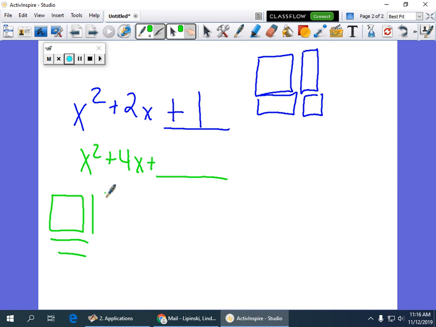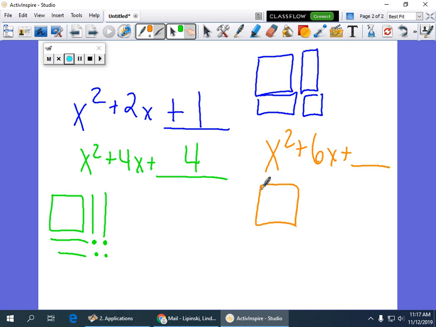1, 2, 3, 4. That's the x squared. That's the 4 x's, yes? And I need 1, 2, 3, 4 to make it happen. Okay, so what goes here? 4. Great. Let me do another one. We have x squared plus 6x plus blank. So I have a square, 1, 2, 3, 4, 5, 6. Some teachers would have the kids extend the lines and count up the intersections. That's another way to do it. How many intersections do I end up with?